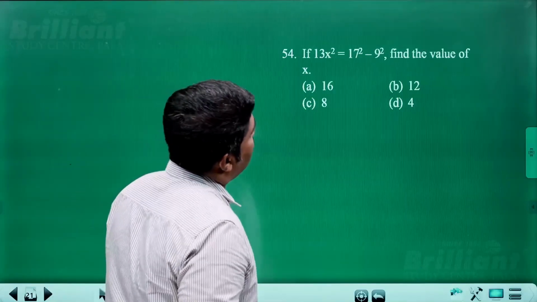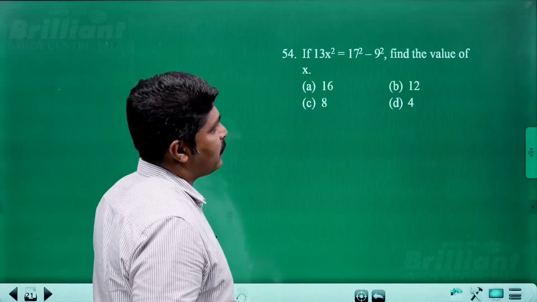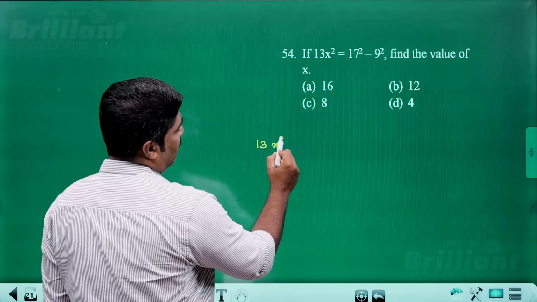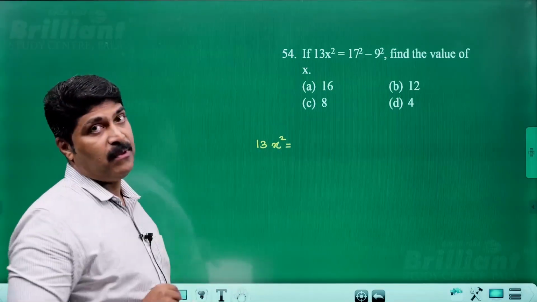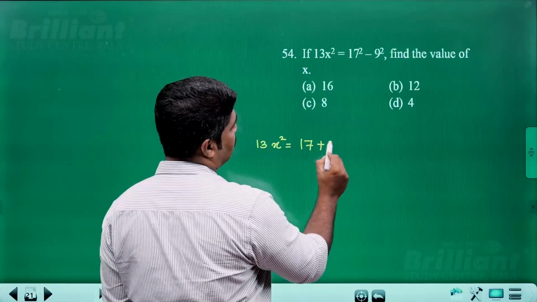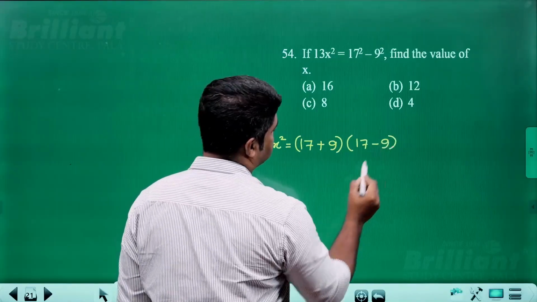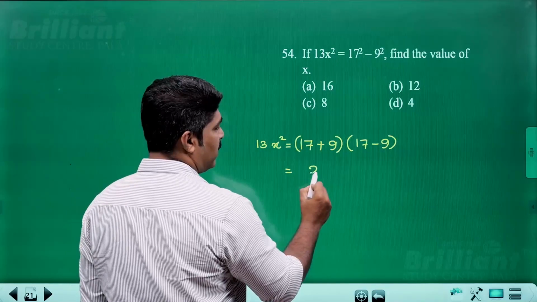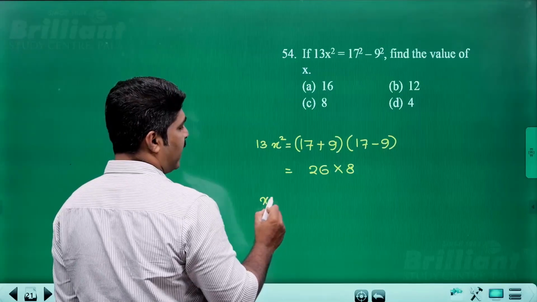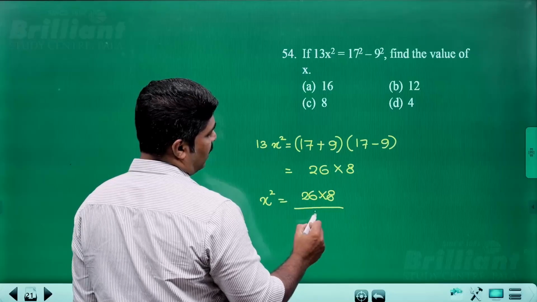This is 13x square equal to 17 square minus 9 square. Find the value of x. Here, 17 square minus 9 square on the right side is in the form of a plus b into a minus b. How we can write that is 17 plus 9 into 17 minus 9. So what is 17 plus 9? 26. What is 17 minus 9? 8. So therefore x square is 26 into 8 by 13.